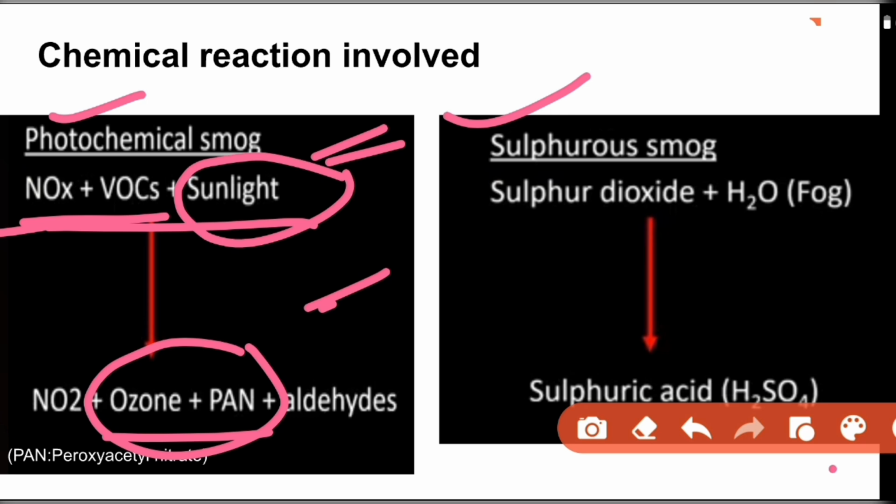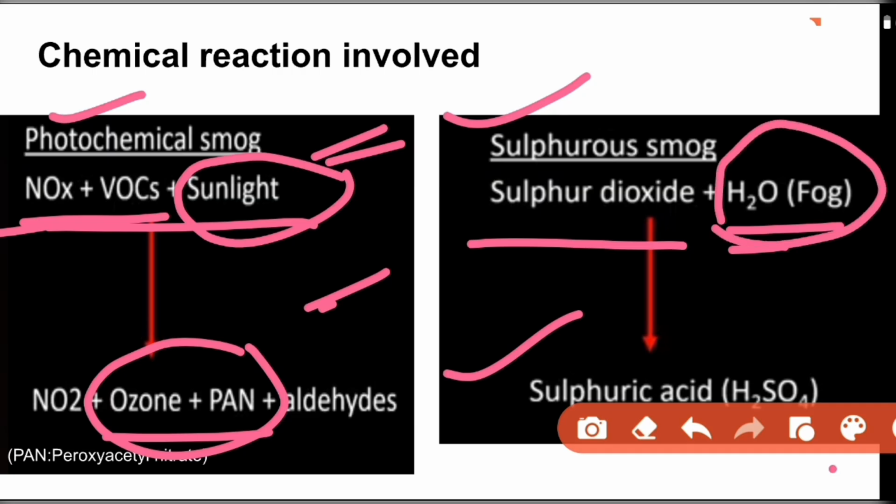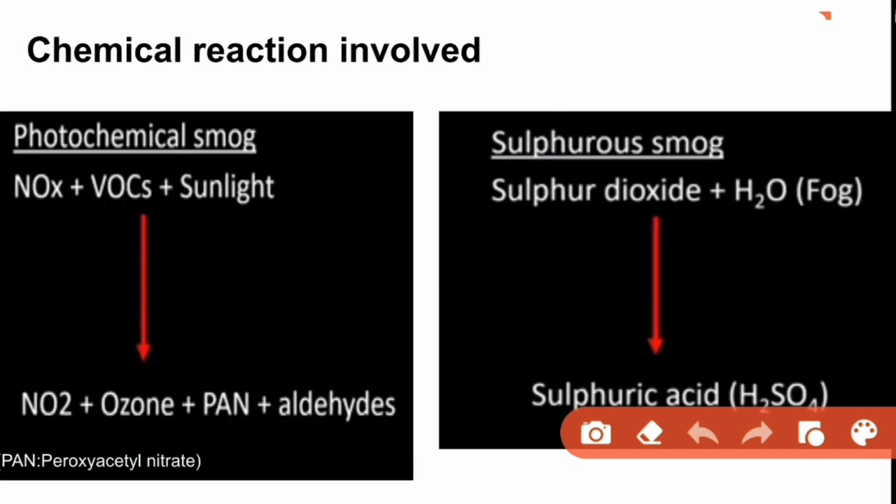Another is sulfurous smog. So the basic thing here is sulfur dioxide. When it gets mixed up with fog, that time it produces sulfuric acid, which causes sulfurous smog. And here actually we will see along with the fog, that is your condensed water droplet, sulfur dioxide will remain as particulate matter. Particulate matter means suspended matter, which reduces the visibility considerably.